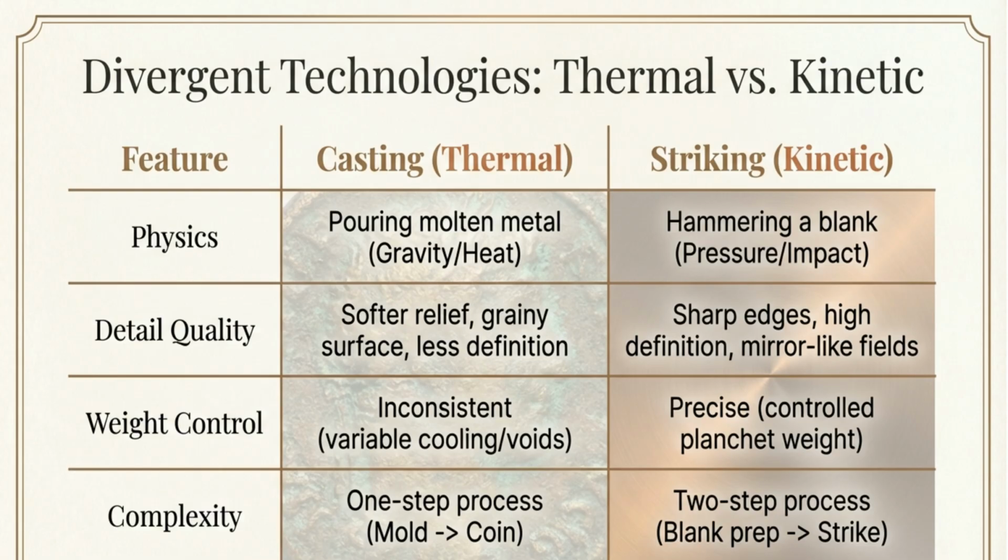Casting is a thermal, one-step process relying on gravity and heat, resulting in inconsistent weight and a grainy surface. Striking is a kinetic, 2-step process relying on pressure and impact, offering precise weight control and high-definition detail.